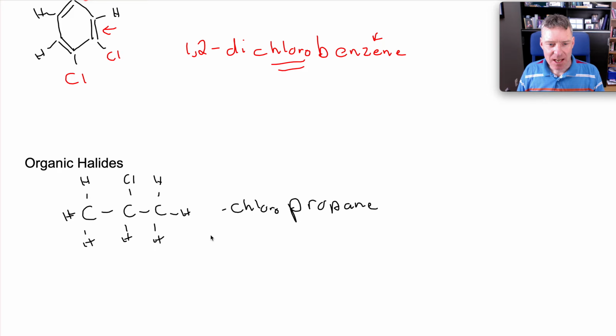And the chlorine, theoretically, could be at the beginning. It could be on any one of these carbons. We have to know which carbon it is. Is it on one of the ends, which would be the 1 position, or in this case, it's in the middle, which is the 2 position. So this is 2-chloropropane.